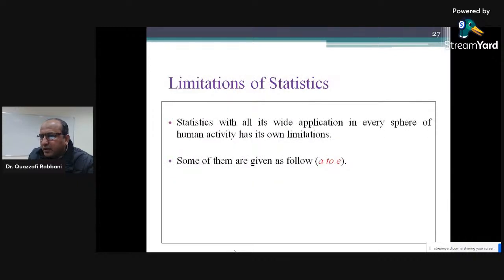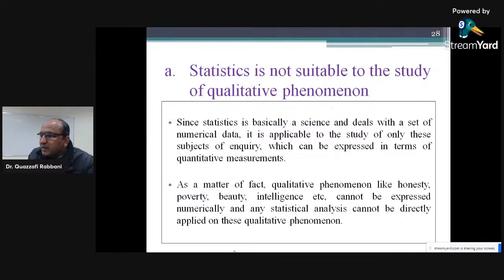And now there are some limitations of statistics. That is, statistics is not suitable to study qualitative phenomena. Statistics is always used for numerical data. So if you use statistics, it will always take numerical data. If you have qualitative data, that can be converted into numerical data.